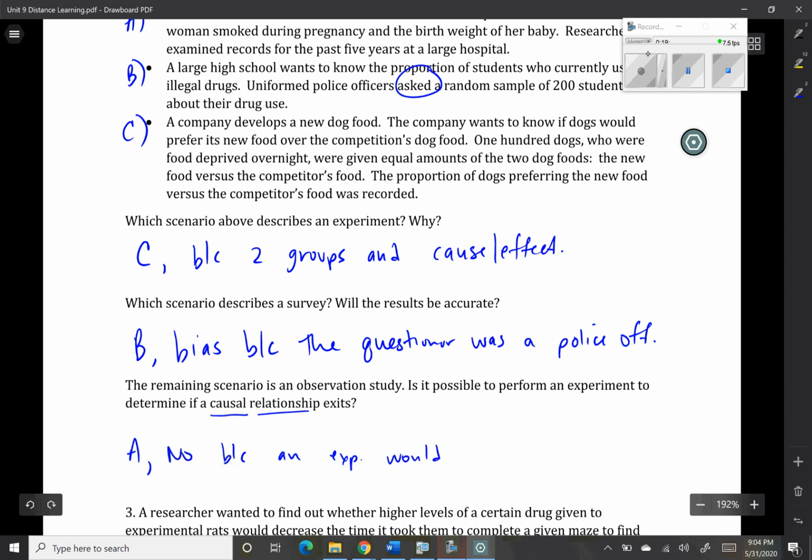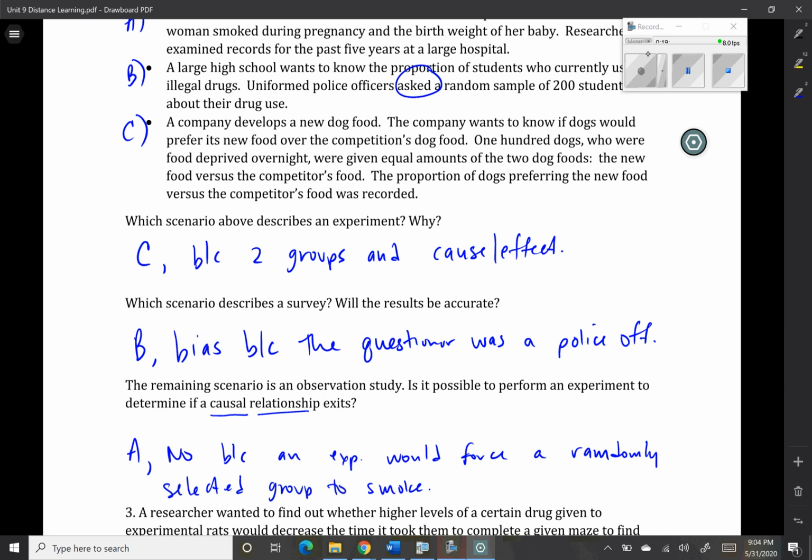would force a randomly selected group to smoke. So how we would change that into an experiment, we'd have to say, I have 100 pregnant women. I'm going to randomly select 50 of them and say, you have to smoke cigarettes while you're pregnant. That's not going to happen, right? So we can't make that an experiment. We can only look at that scenario as an observational study.